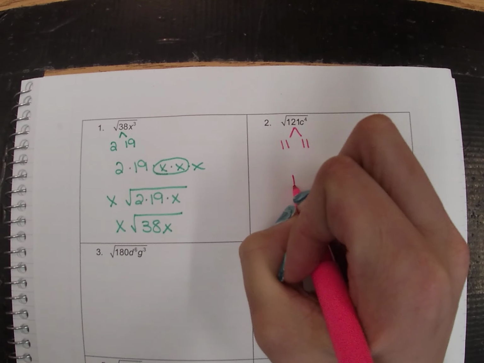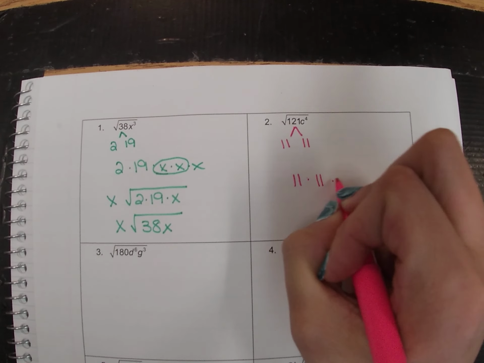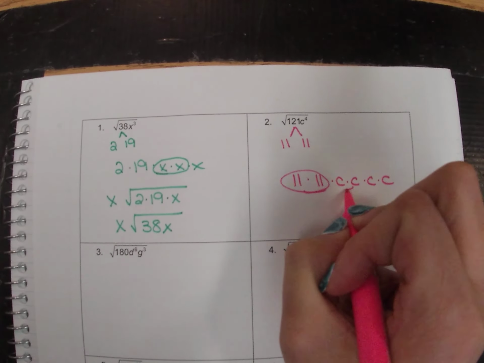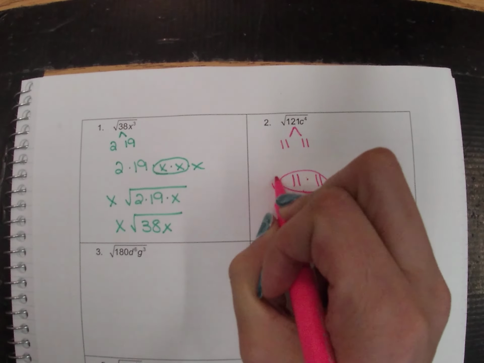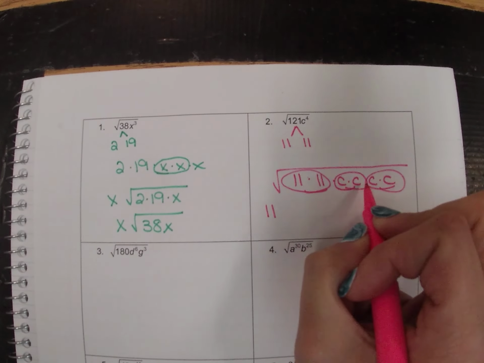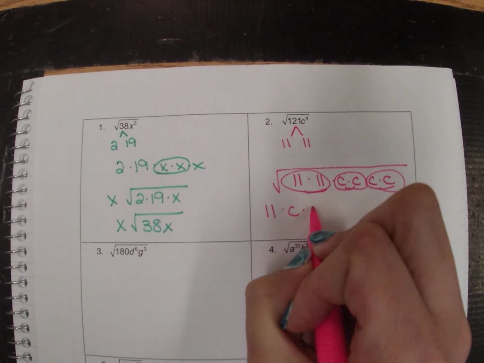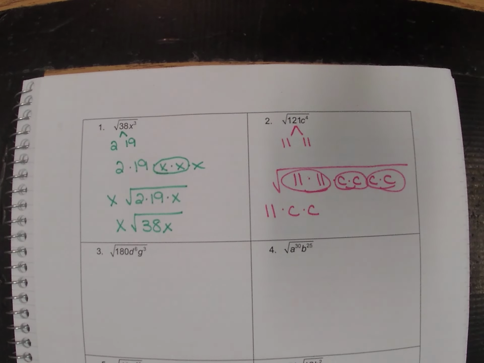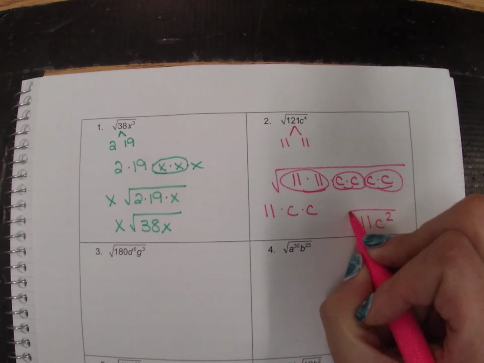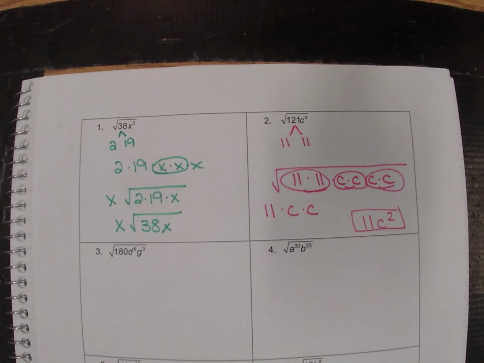So we'll have 11 times C times C times C times C, and we're looking for any pairs, right? This is really truly all still inside the square root. And anything that has a pair is coming out in front. So an 11's coming out in front, a C is coming out in front, another C is coming out in front, and that's everything. There's nothing left for inside the square root, so there's nothing left for us to do other than to multiply those things, and we will get 11C squared.